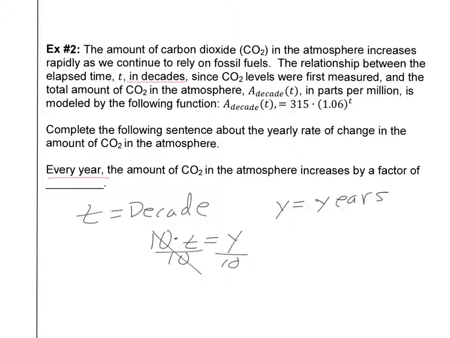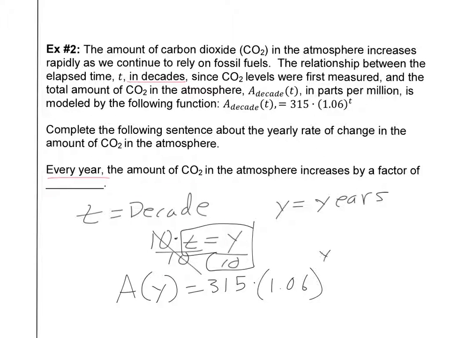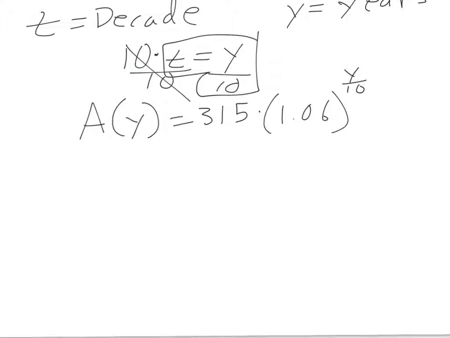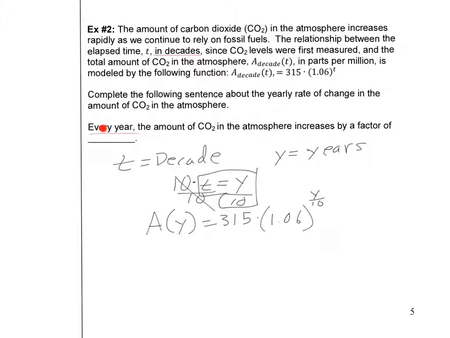We're allowed to do that. So let's just change it up here. So now we could say that A, and let's call it A of y, because it's in years now, equals 315 times 1.06. But instead of t now, remember that t is equal to y over 10, so we're going to put y over 10 here. Okay, now that we've done that, we're going to need to manipulate this just a little bit, because remember, we don't want y over 10 over here. We want just y up there, because if we have just a y up there, then the number inside these parentheses would tell us the percent change, or the factor that it's increasing by every year. Right now, it's still telling us every decade, so we want to know it every year.